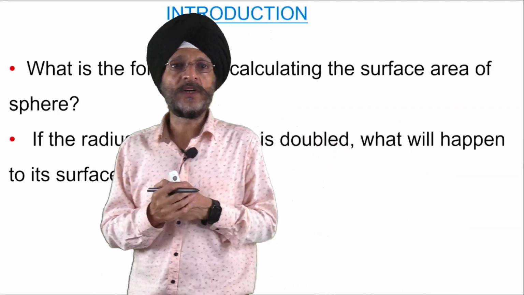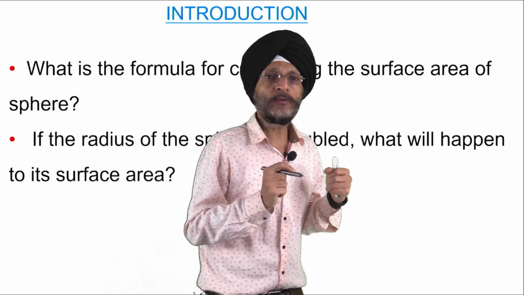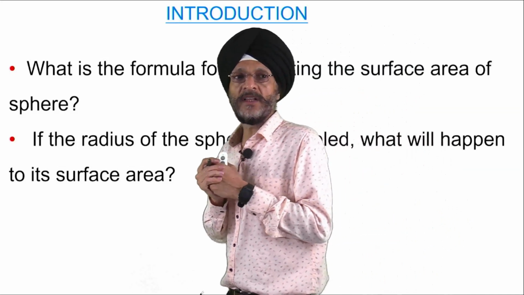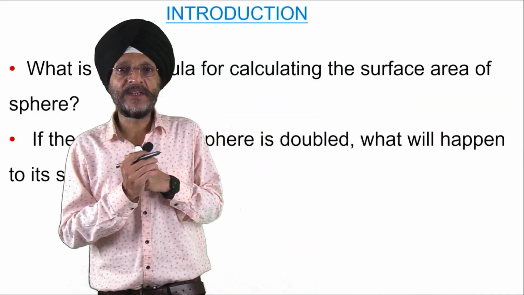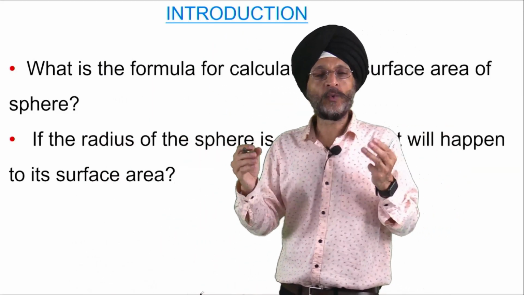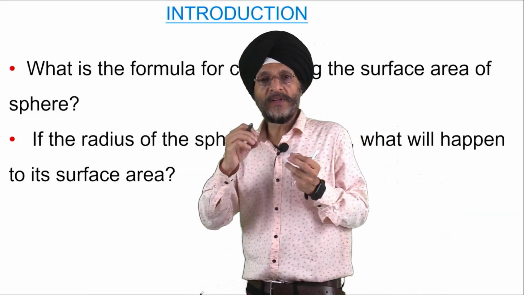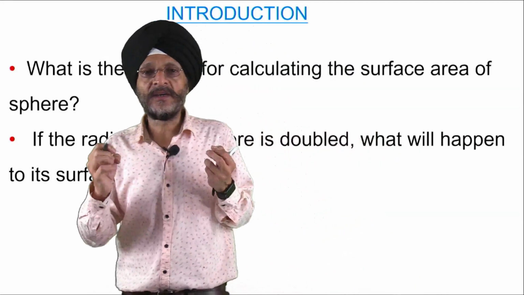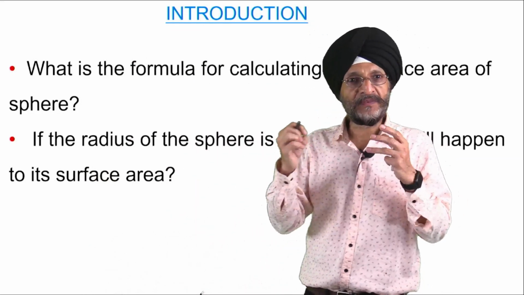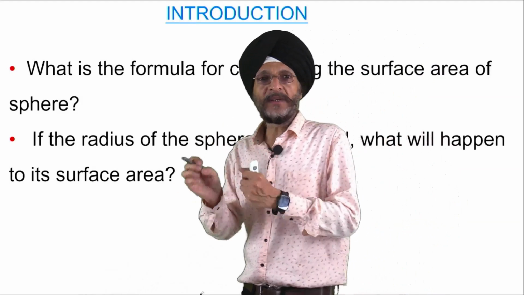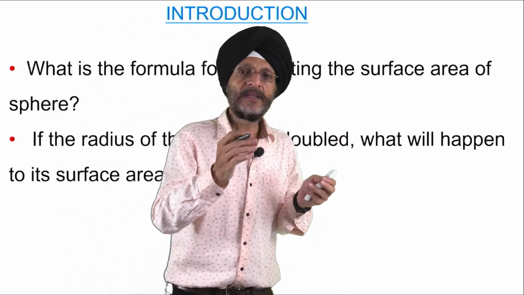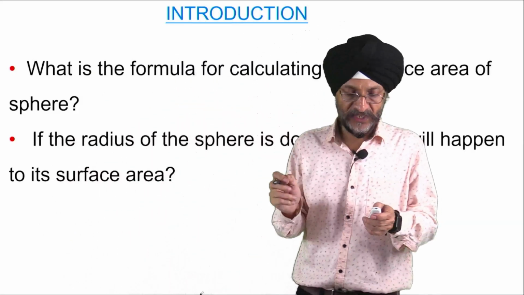The students will also understand that the formula for calculation of surface area of the sphere is 4 pi r square. The students will also learn what will happen to its surface area if the radius of the sphere is doubled. We will perform practical examples to calculate the surface area of various spheres when radius or diameter is given, or when the radius is given and the radius has been doubled, then what will happen to the surface area.